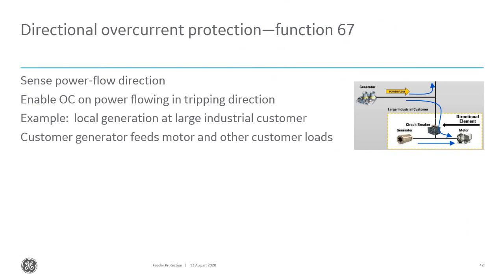We talked about the 67 element, and usually the 67, or the directional overcurrent element, is only set when you have some sort of generator in your facility or some sort of large motor that can have power flowing in reverse directions.